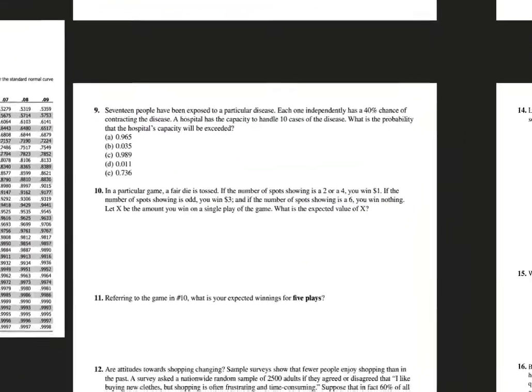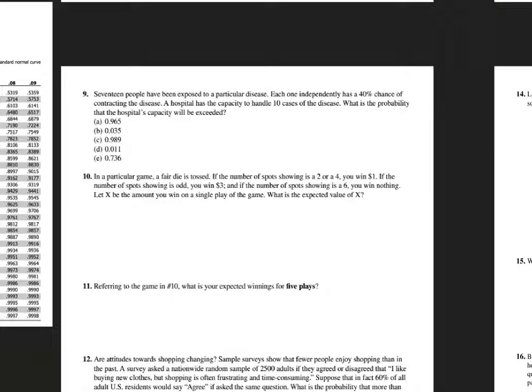All right, number 9. So 17 people have been exposed to a particular disease. Each one independently has a 40% chance of contracting the disease. A hospital has the capacity to handle 10 cases. What is the probability that the hospital's capacity will be exceeded? So in this case, this is another binomial probability. Exceeded means more than what we can handle. So if we can handle 10 cases, we want to know what's the probability that it is exceeded, so more than 10. So N in this case is how many people have been exposed, and that's 17. P is the probability of contracting the disease, which is 0.4. K, we're going to use 10.